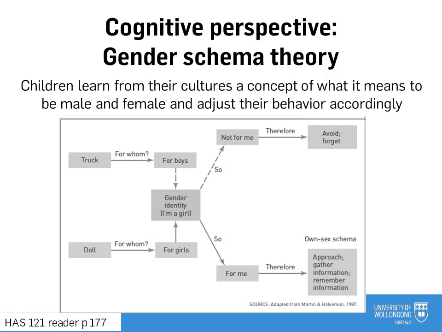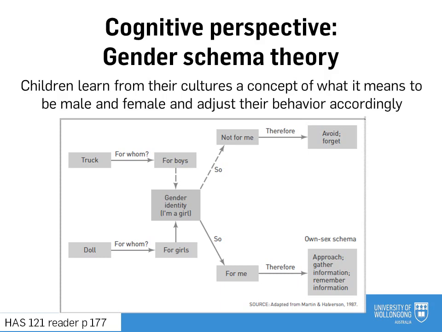And if it's not for me, then I'm going to forget about it. And if it is for me, then I will value that toy. So there's research that suggests that children do develop schemas like this around gender. I think your reading talks about research suggesting that children distort information that goes against their gender schemas.